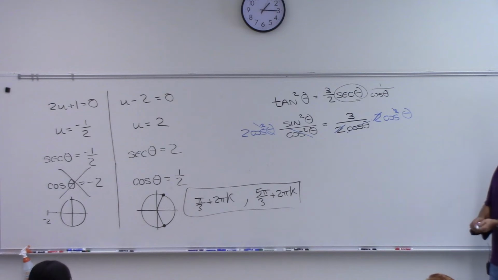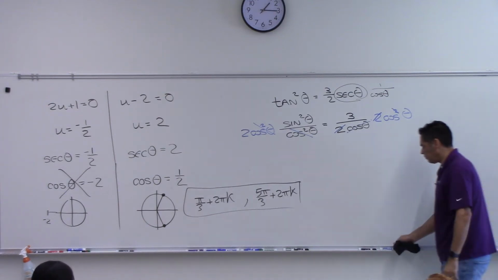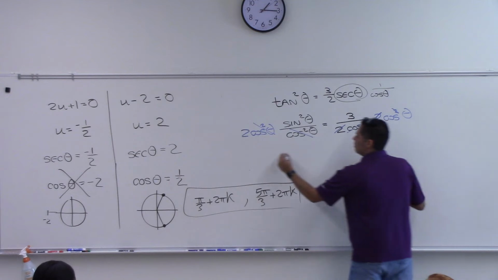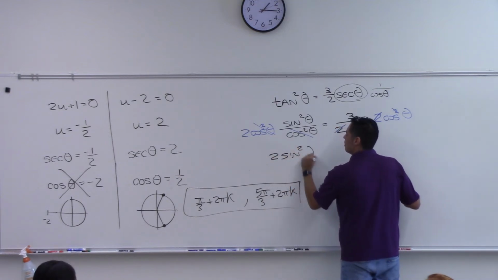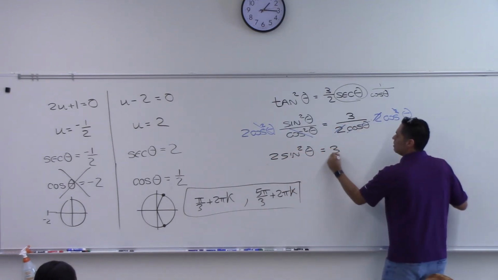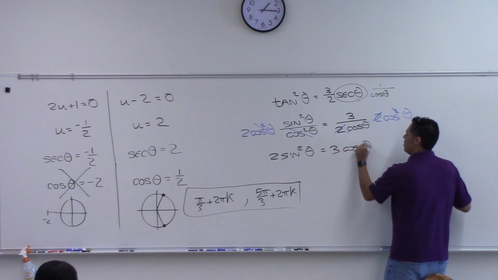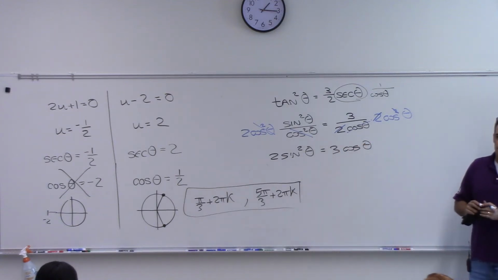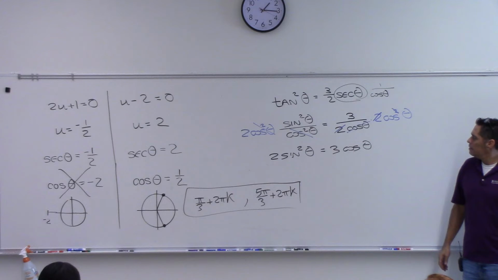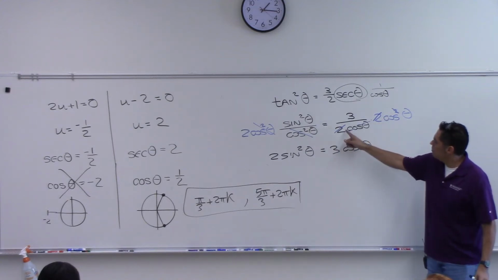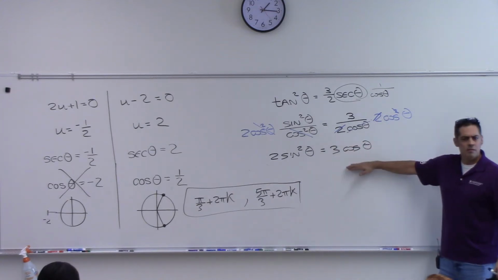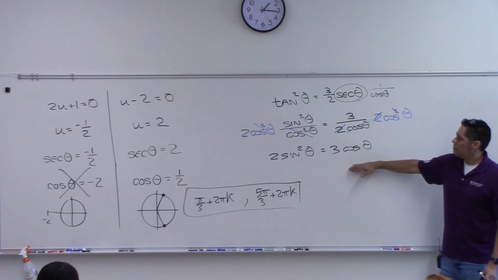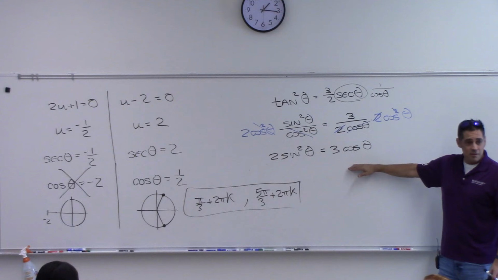So what's my equation? What's left here? 2 sine squared theta equals what? 3 cosine theta. Good. Divide by 2. The 2 was gone, right? Yeah. That's it. You okay with that? Yeah.